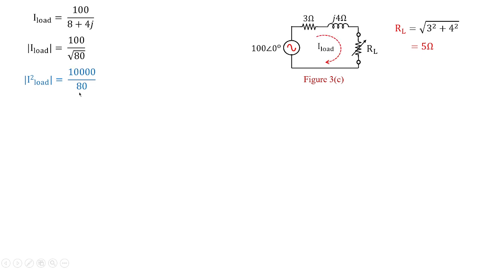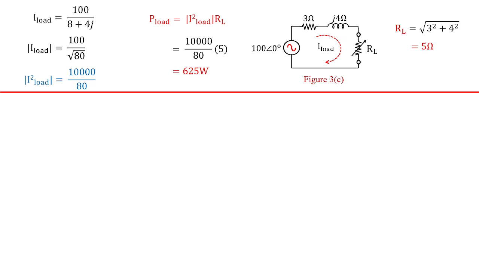Now once we are done with this, the current flowing in this figure 3C, you can easily calculate the power. Power formula is I square RL. So you have the I load square value as 10,000 by 80 multiplied with RL. So this will give you the value as 625 watts.